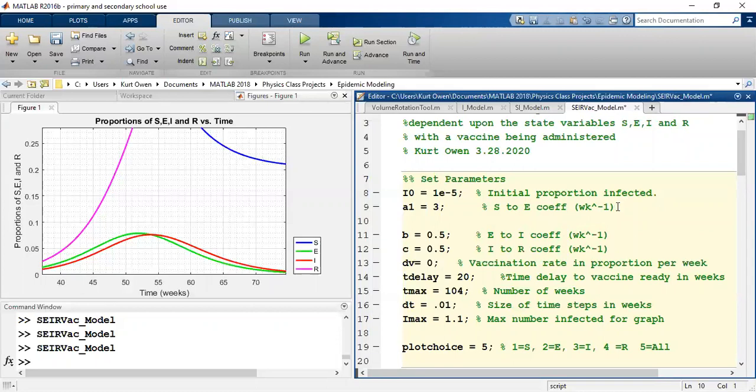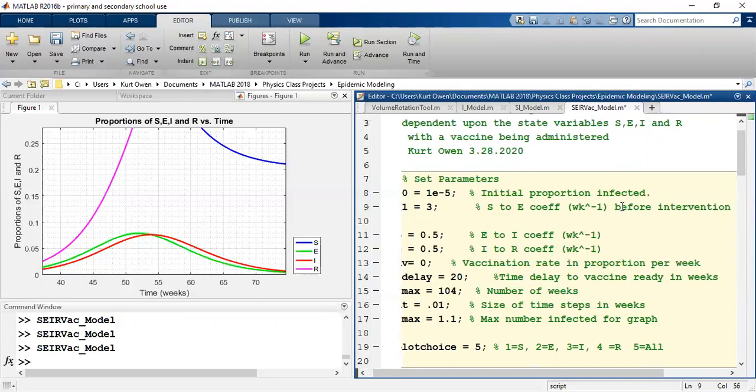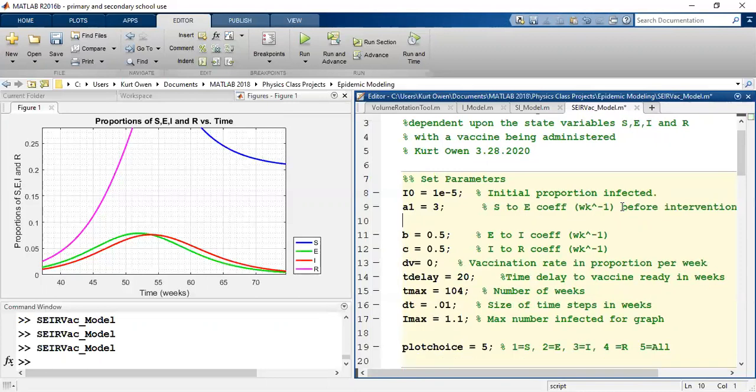So this is the S to E coefficient sort of before intervention, when it's just nature running its course, right? So that's not a good scenario. That's what's going to happen in the initial period. Then we're going to have an A2. This is once the authorities realize that something bad is going on, or people become fearful and they start wearing masks and not going out. We'll have a different A value. So that might be a number closer to 1 or even below 1. So there's an A2. This is the S to E coefficient in weeks to the negative 1. After intervention.